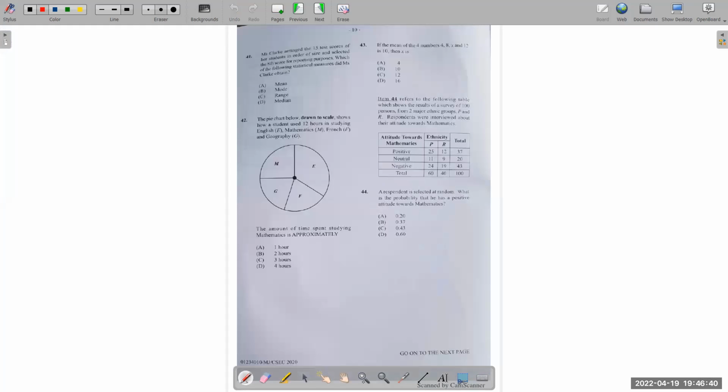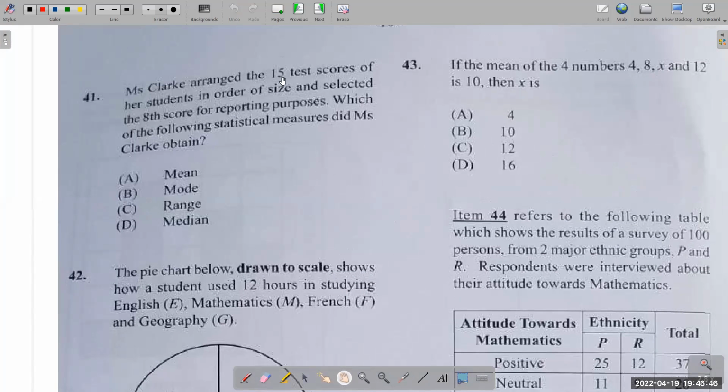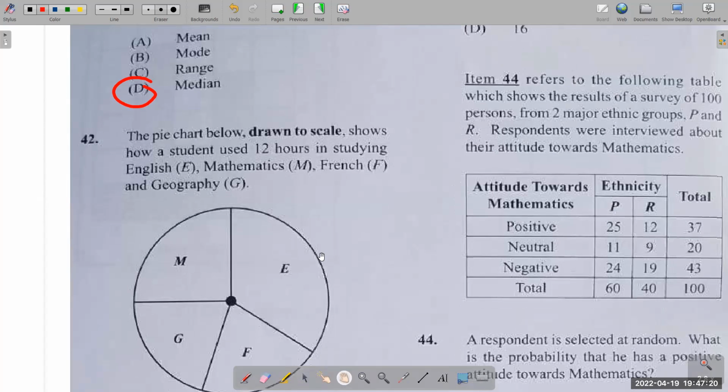Very good. Next one. Mr. Clark arranged the 15 test scores of her students in order of size and selected the 8th score for reporting purposes. Which of the following statistic measures did Mr. Clark obtain? The mode, the mean, the range, or the median? This is easy. Only one of those things is put things in order from smallest to biggest. Excellent. It must be the median. Very, very good. All right, let's go.